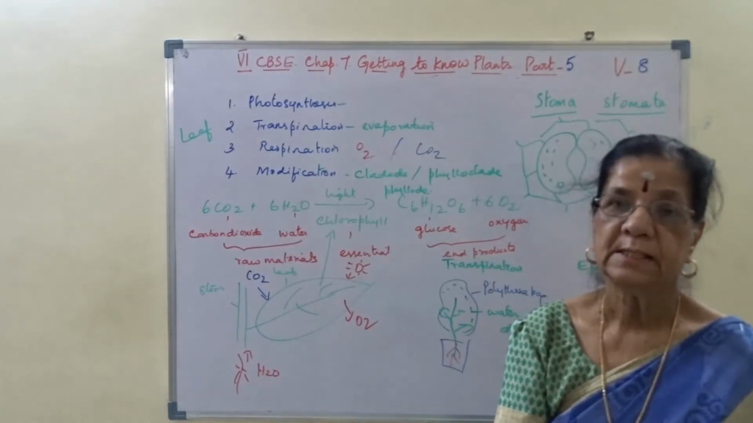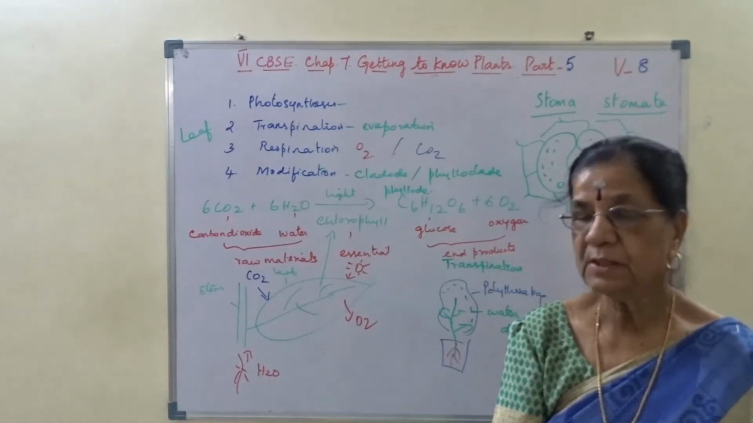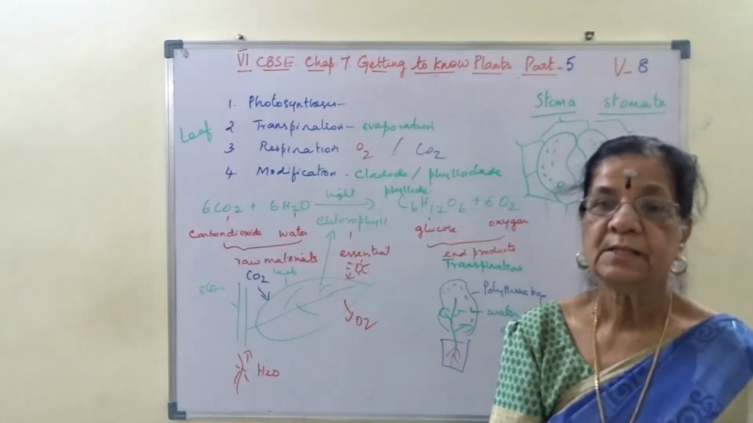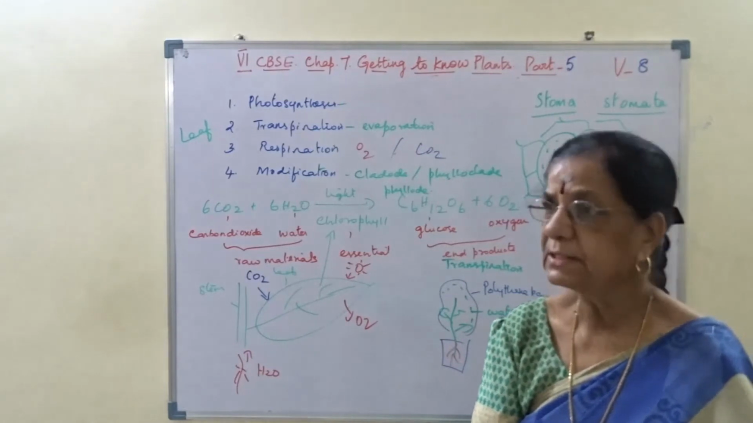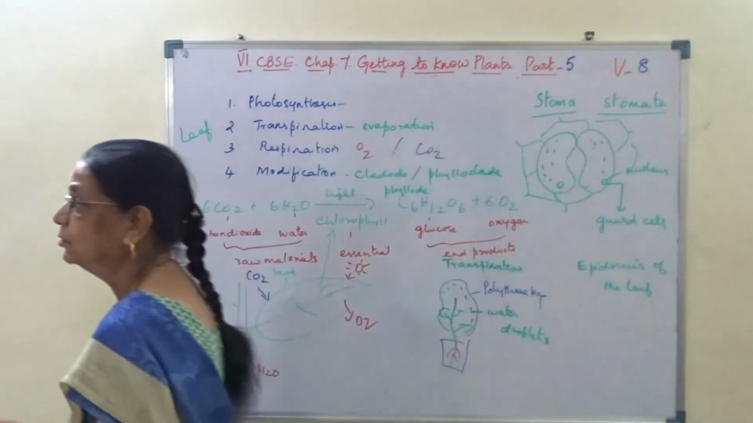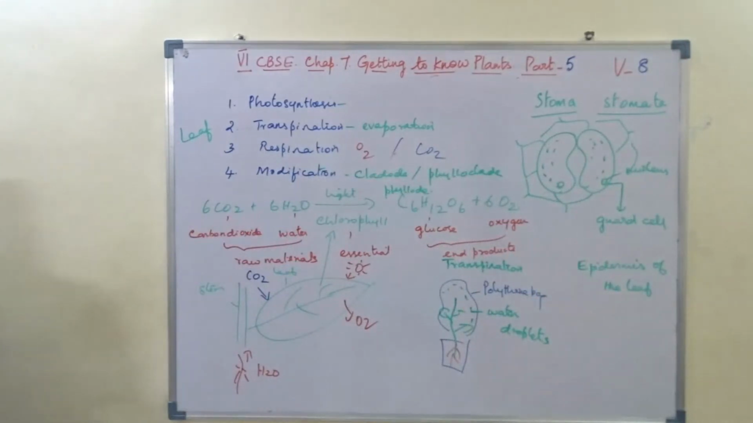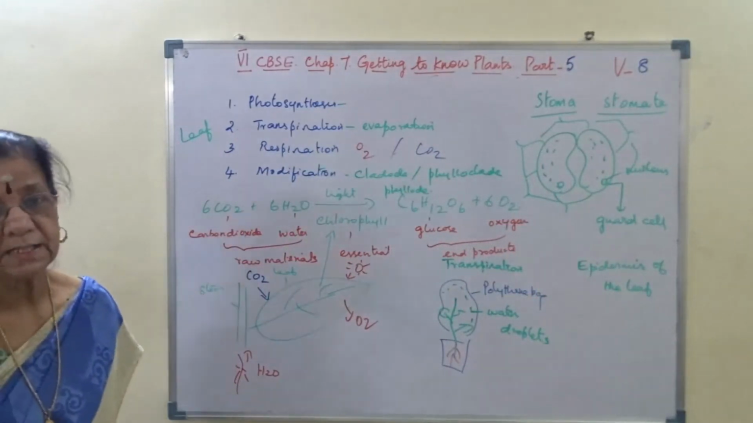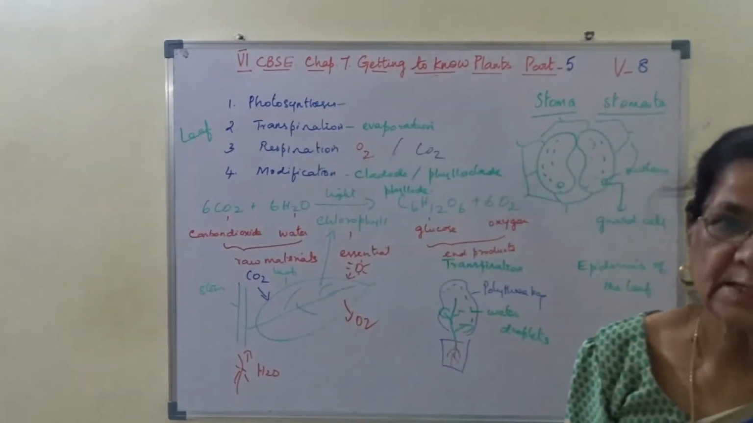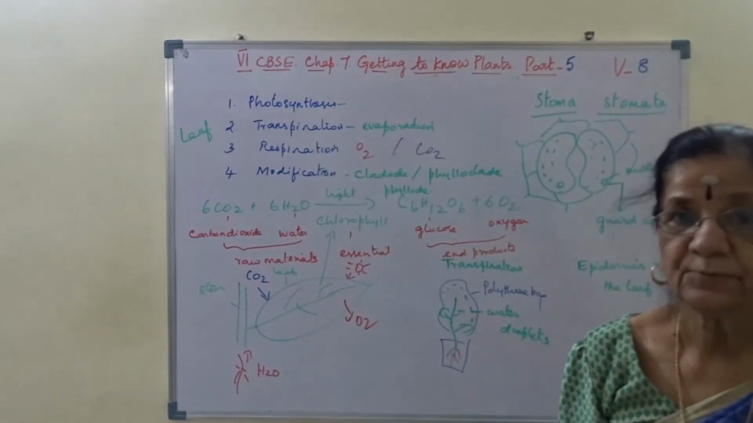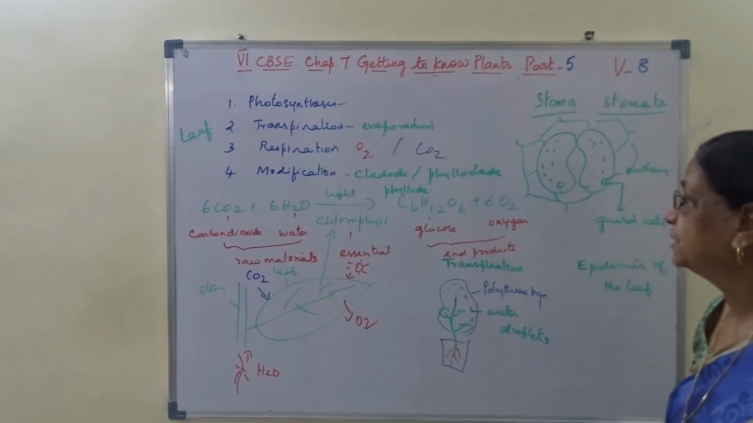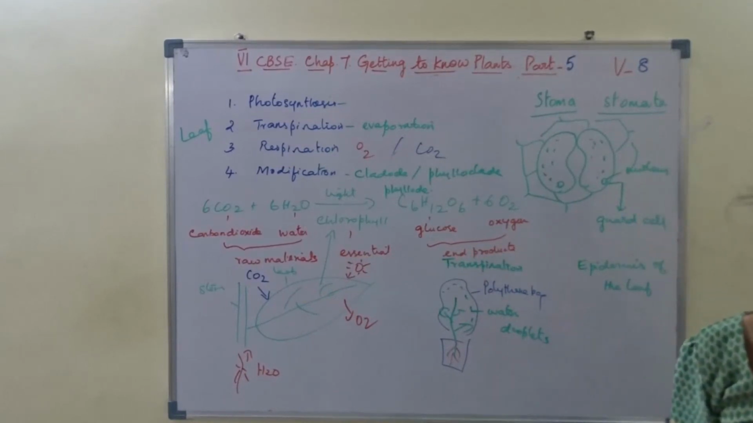So leaf modification, we learnt about leaf spine, leaf tendril, leaf hooks and phyllodes, phylloclad or cladode. Phylloclad, phyllum means leaf. So when the flattened stem does the function of leaf, it is said to be phylloclad. When the cylindrical stem is doing the function of photosynthesis, it is said to be cladode. Okay? And leaf, we covered photosynthesis, transpiration, respiration and modification.